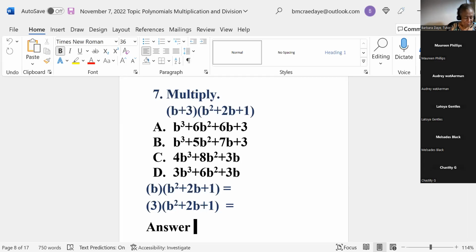I said B, but I'm not sure. Is it A? What did you say, Chastity? I think it's A. You say A, and Maureen says B. How many say B? I say B. Audrey, you had it right, so I know. Mercedes, which one do you say? A. You say A? Yes, ma'am. Why?